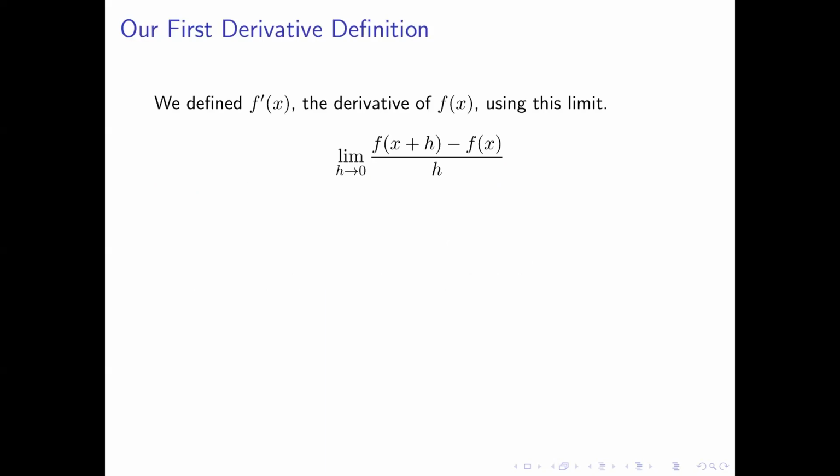Recall our first derivative definition. We said that if we have a function f of x, we can define its derivative f prime of x as this limit, the limit as h approaches 0 of f of x plus h minus f of x over h.